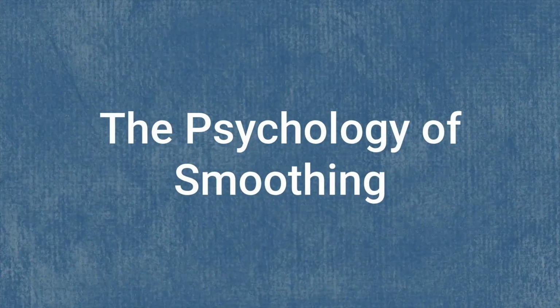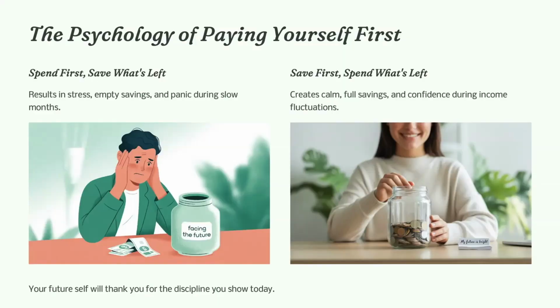The psychology of smoothing. Here's something important about the smoothing account that goes beyond just the math. It changes how you feel about your variable income. Before Sarah set up her smoothing account, every paycheck was either a relief or a disappointment. Big paycheck, relief. Small paycheck, panic. After she set up the smoothing account, every paycheck just became information. Big paycheck, great. Money goes into the smoothing account. Small paycheck, no problem. Money comes out of the smoothing account. The emotional roller coaster stopped because the financial roller coaster stopped.